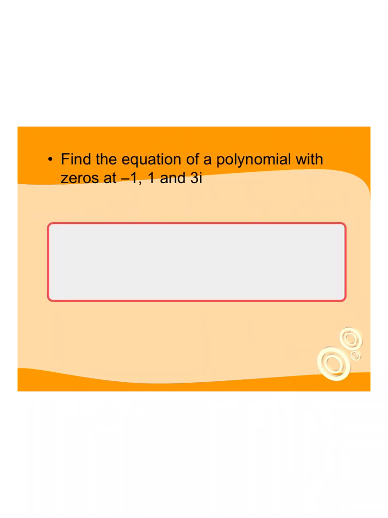All right, for our next example, we're going to go backwards. We are going to be given our actual roots, so we have -1, 1, and 3i. We're going to use them to help us identify the polynomial. One thing we have to remember, though, is when we're given a complex value, we also have to consider the conjugate of that.